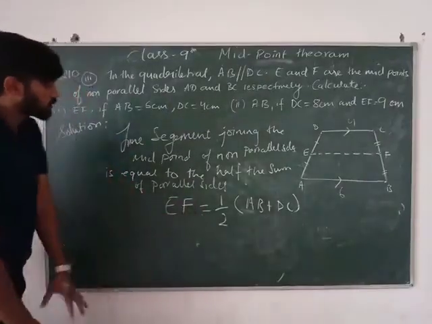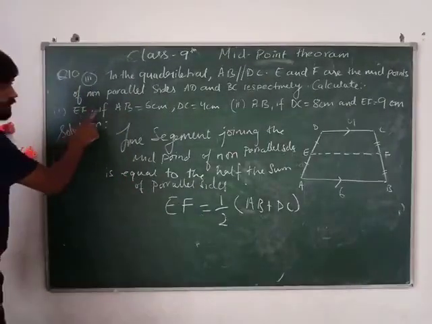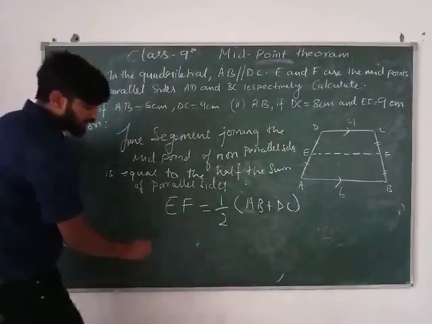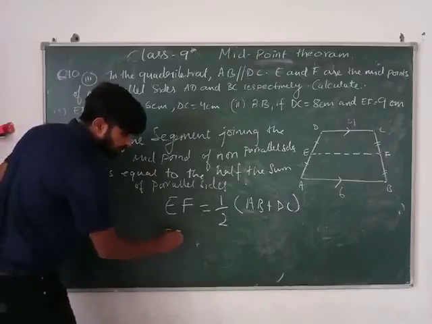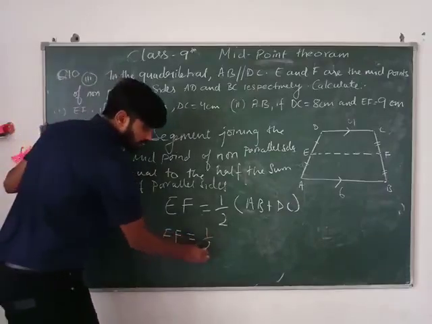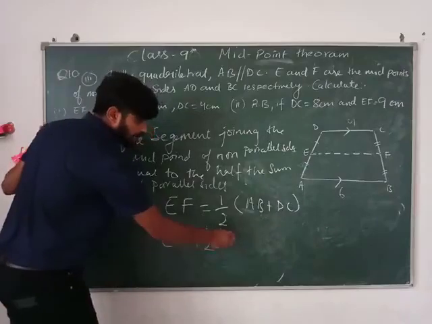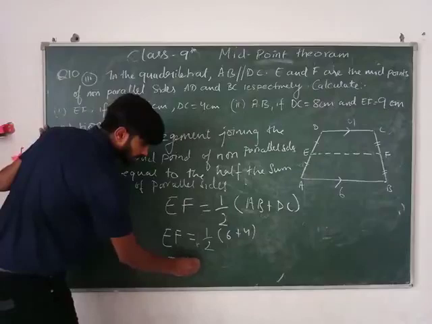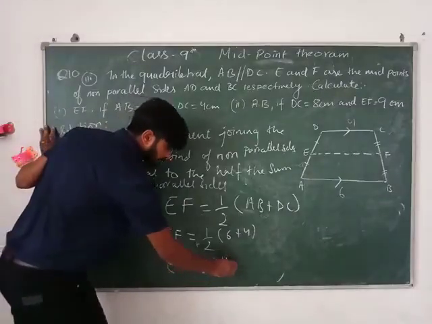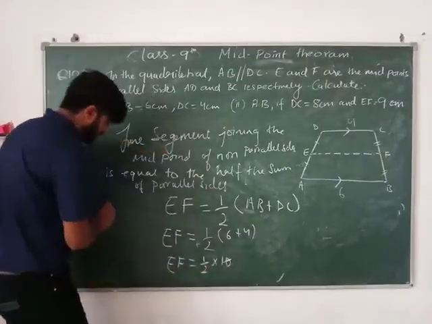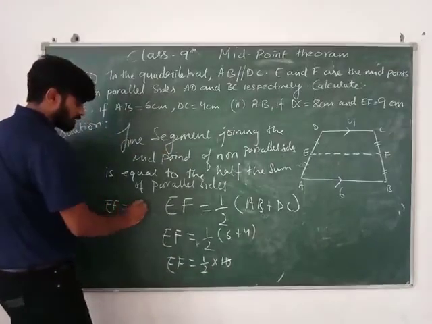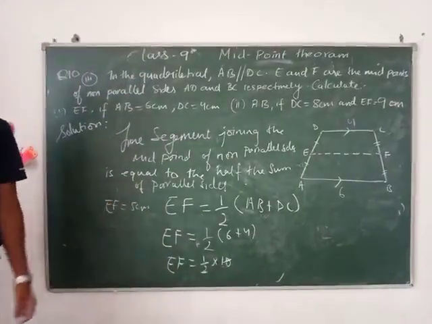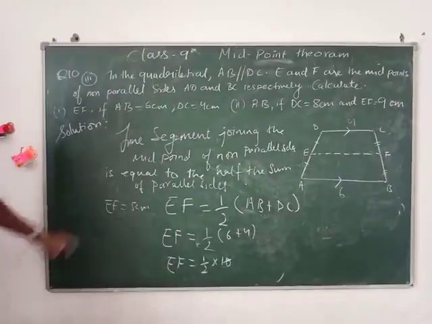Now, if this is the equation, I need to find EF when AB is given to me and DC is given to me. So I'll just put in the values and find EF. So EF equals half into AB 6 plus 4, and then EF is equal to half into 10. So EF is equal to 5 centimeter. What is EF? EF is 5 centimeter. So I got the value of EF now.